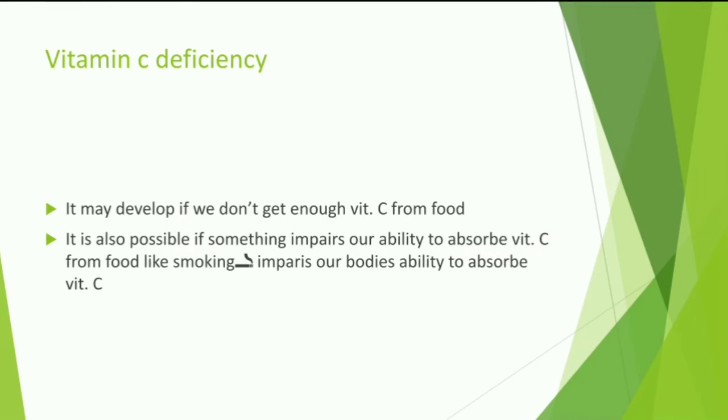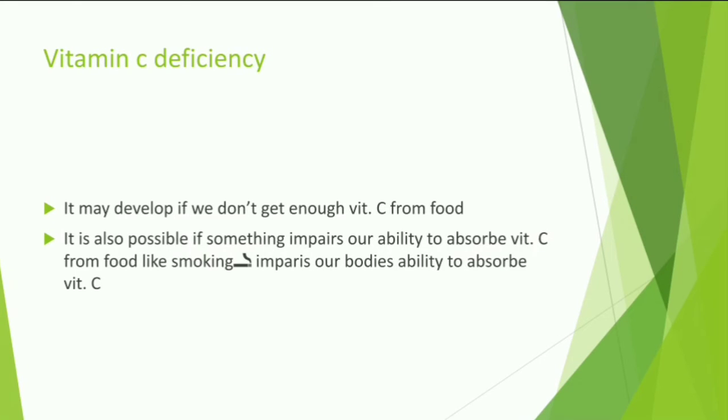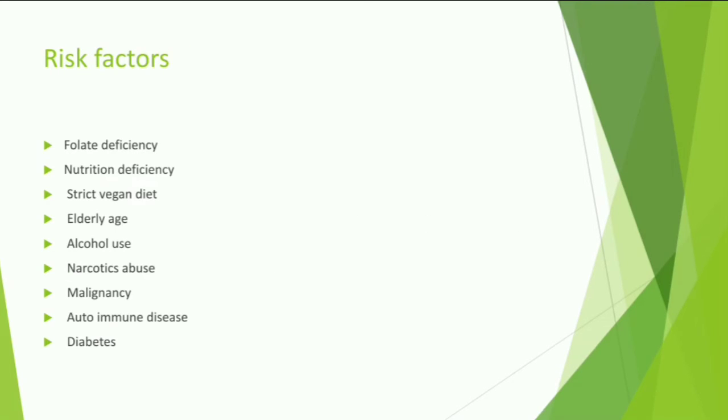Vitamin C deficiency. It may develop if we do not get enough vitamin C from food. It is also possible if something impairs our ability to absorb vitamin C from food, for example, smoking. It impairs our body's ability to absorb vitamin C. Now let's take a look at the risk factors of megaloblastic anemia. Folate deficiency, nutrition deficiency, strict vegan diet, elderly age, alcohol use, narcotics abuse, malignancy, autoimmune disease, and diabetes.